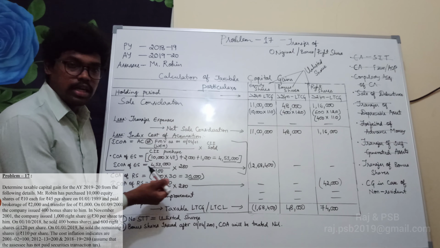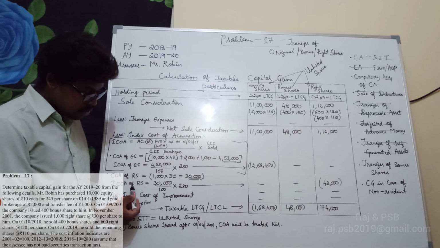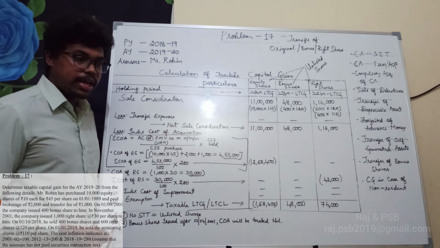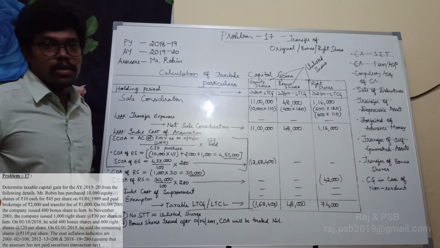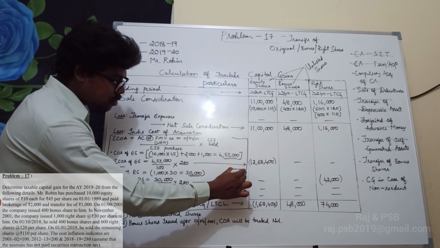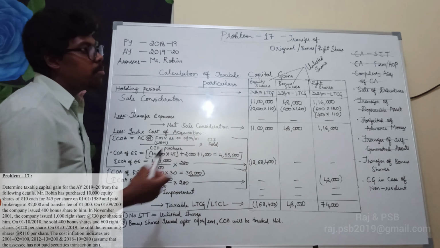So that is 30,000, the cost of acquisition. So index cost of acquisition of right shares equals 30,000 divided by 100 into 280, that is 42,000, and this is for right shares. ನಿಮಗೆ ಗೊತ್ತಿರಬೇಕು. Okay. Next, what about bonus shares?